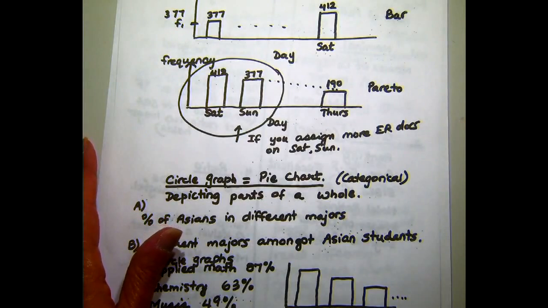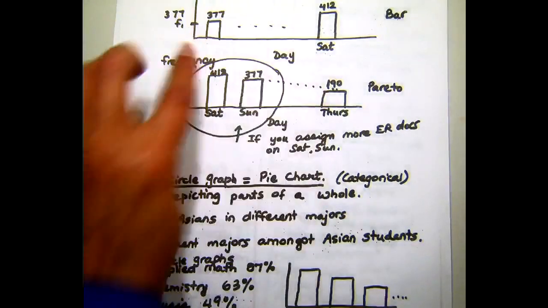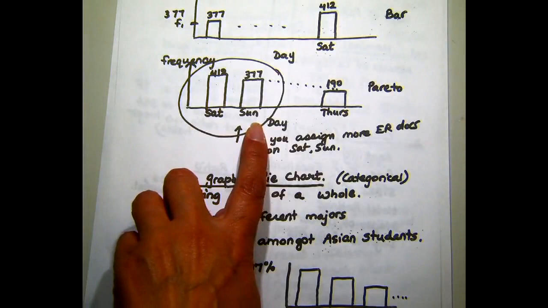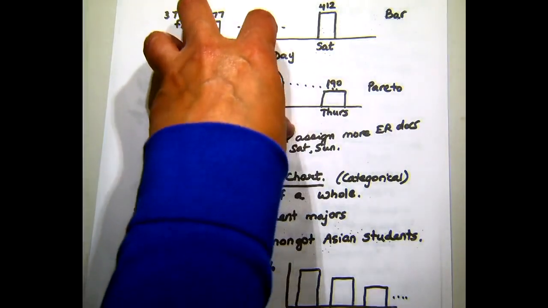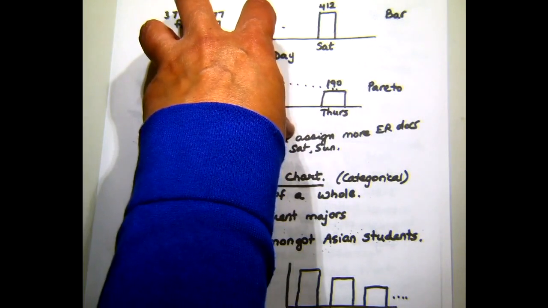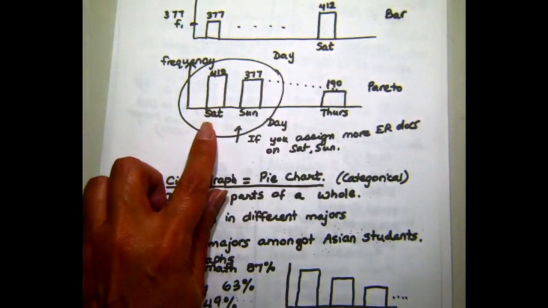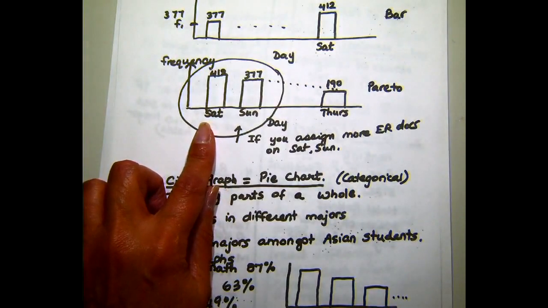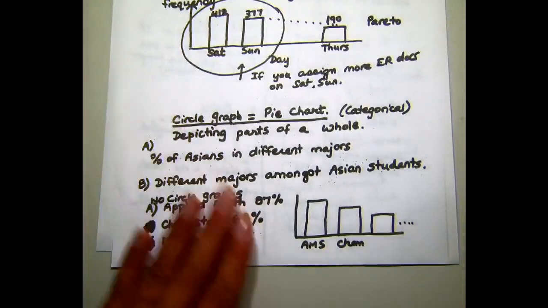So in this case, it's talking about the number of trauma patients. It's like saying, if we put in more ER docs on Saturday and Sunday, it will take care of the increase in trauma patients on the weekend. So it's just a reorganized bar graph. That's all it is, and that's a Pareto chart. Only used for qualitative data, where the height of the bar is the frequency provided. Get it?